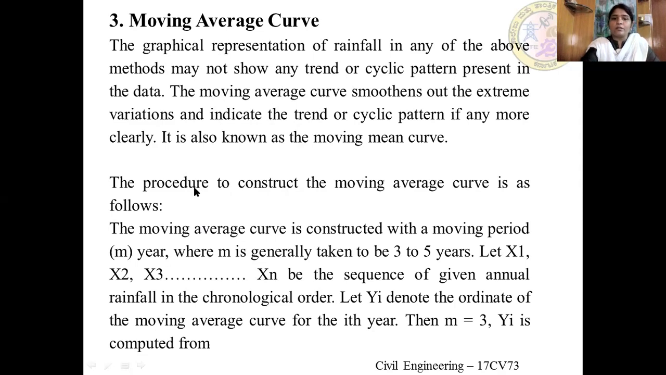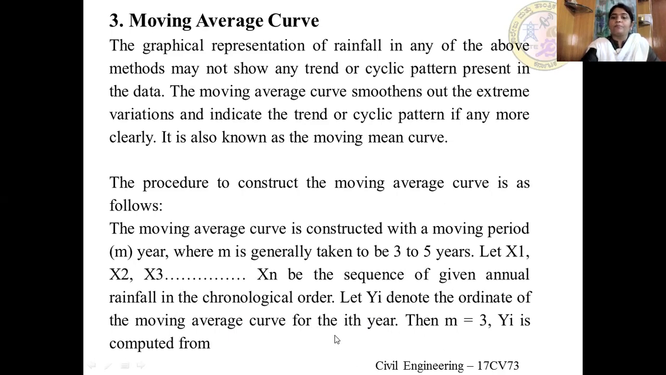So how do we do this? The procedure to construct the moving average curve is as follows. The moving average curve is constructed with a moving period m per year, where m is generally taken as 3 to 5 years. Let x1, x2, x3 up till xn be the sequence of given annual precipitation or rainfall in chronological order. Yi will denote the ordinate, which is going to be determined by the moving average curve for the ith year.